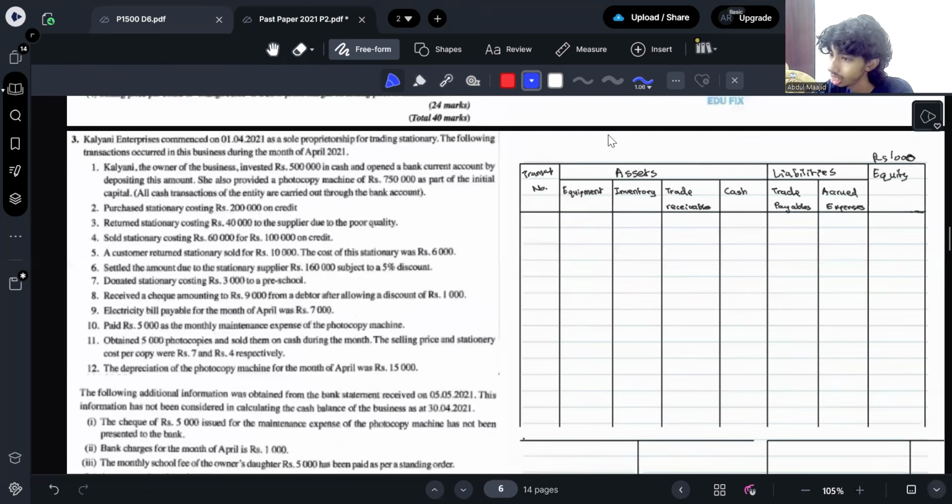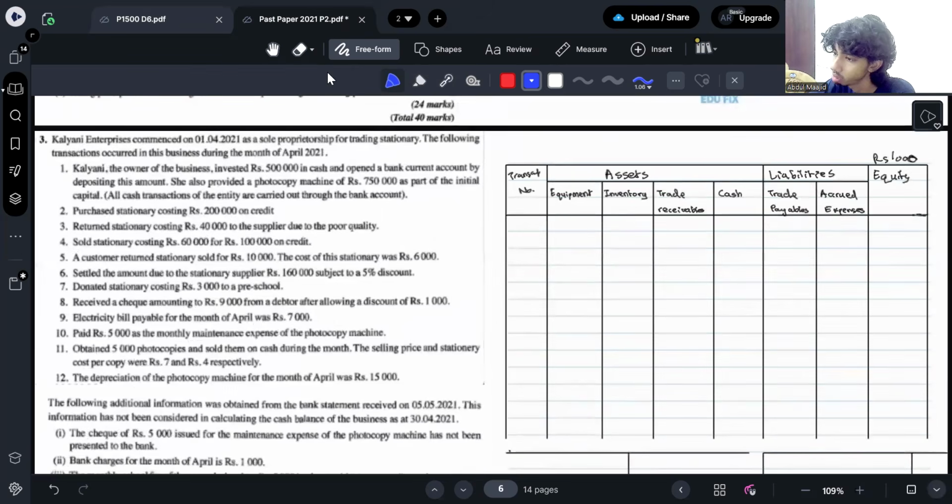Okay, so the first one: Kalyani, the owner of the business, invested 500,000 in cash, plus 500 cash, and opened a bank current account by depositing this amount. She also provided a photocopy machine, that's equipment, plus 750 as a part of initial capital. All the cash transactions of the entity are carried out through the bank account. So how much is her total investment? 750 plus 500, that is equity plus 1250 capital. Transaction number 1.